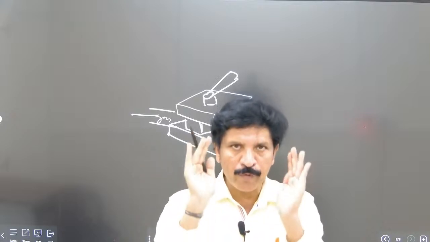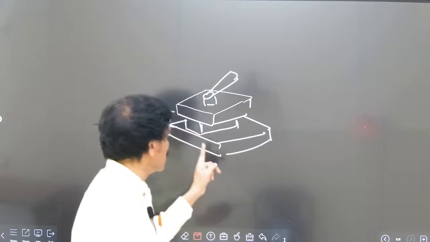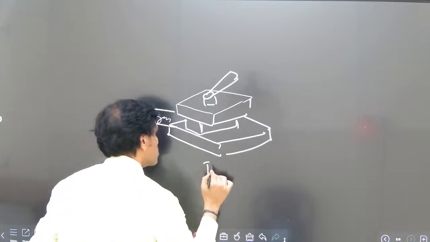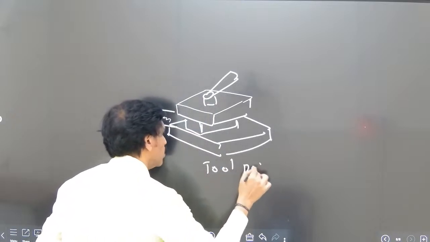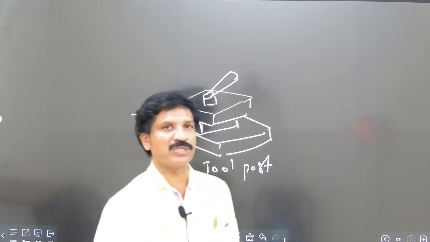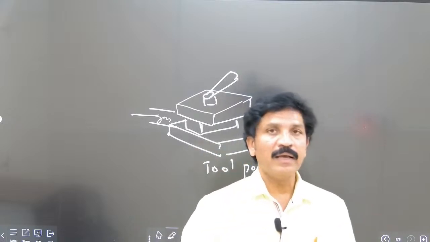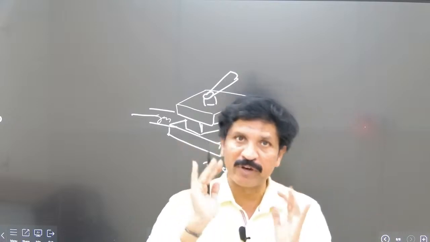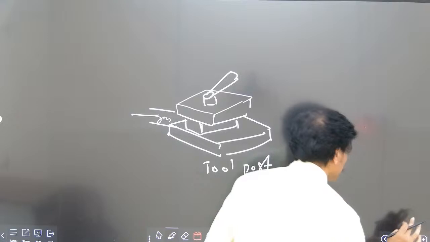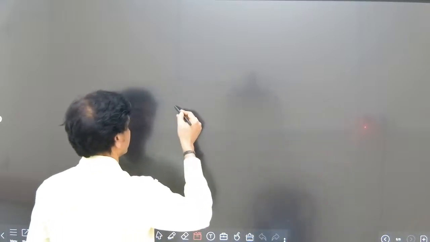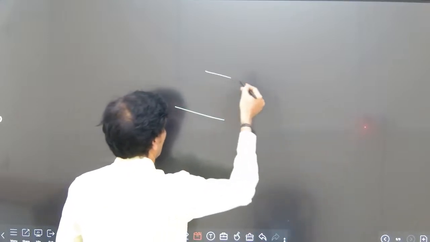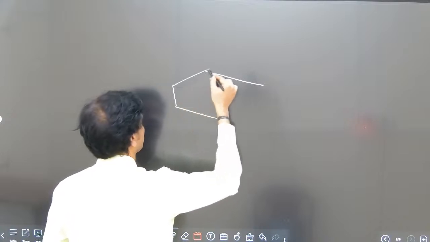At a time, the 4 tools we can accommodate on this simple type of tool post. This tool post is observed only in the engine lathe machines and the capstan lathe machines. In the turret, the tool post is different. See here, this is the turret. It has a hexagonal shape.